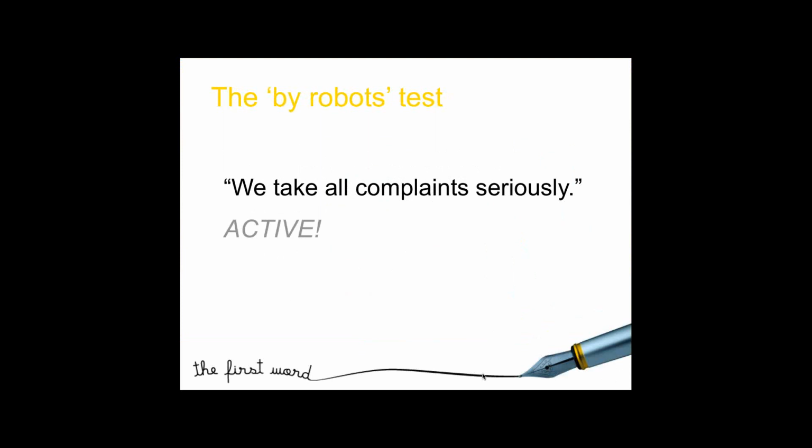So that's a really quick and easy way to spot whether your teams are taking ownership in their writing. What you're looking for is the verbs, the things that describe what people have done, and then do the "by robots" test, and you'll see whether they're taking ownership or not.